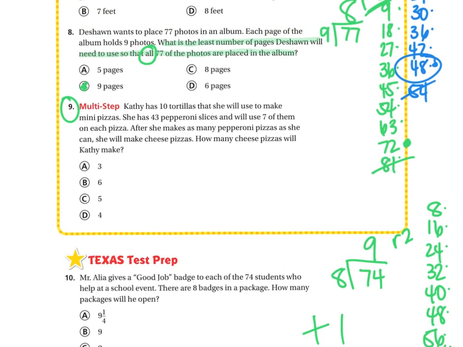I skipped this one just because it was multi-step and kind of wanted to end with it. Okay, so Kathy has 10 tortillas and she wants to make mini pizzas. She has 43 pepperoni slices, and she's going to put 7 on each pizza. Now, with something like this, there's a lot going on that we haven't even gotten to yet. I'm just stopping right here. Let me kind of highlight this for you. Let's just start there. She's got 43 pepperoni slices, and she's going to use 7 of them on each pizza.